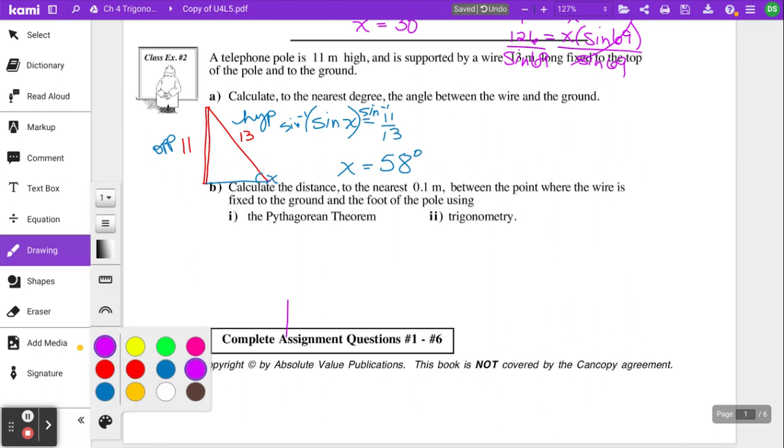Foot of the pole, using the Pythagorean theorem. They want us to find this purple distance right now. Using the Pythagorean theorem, are you good with that one? Do I need to show you?